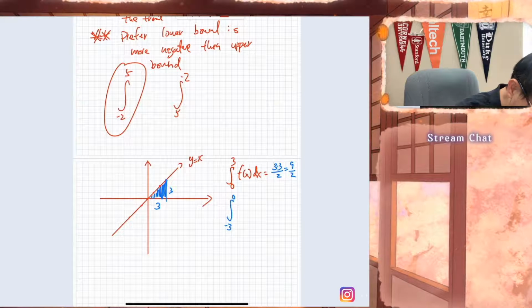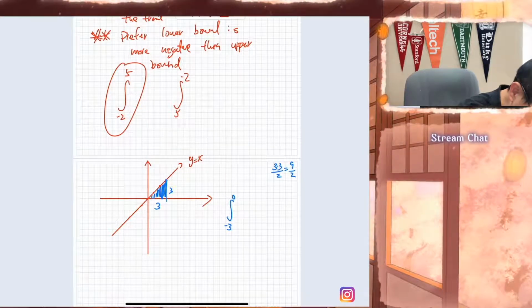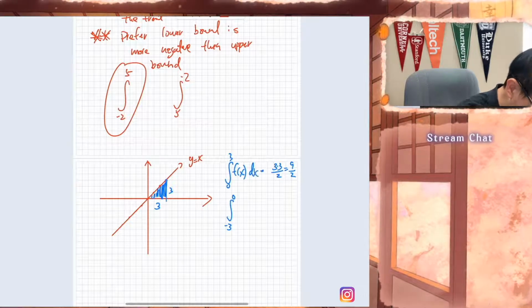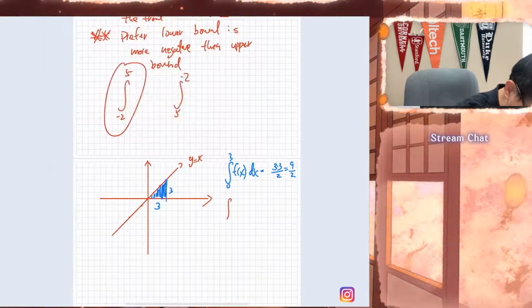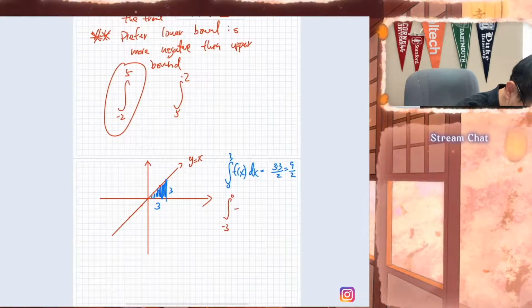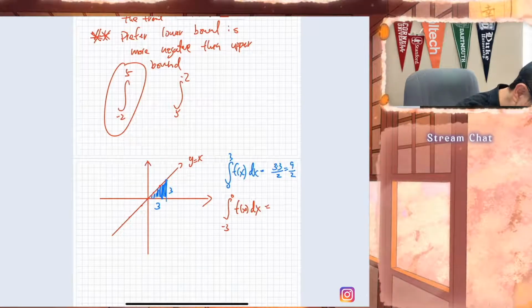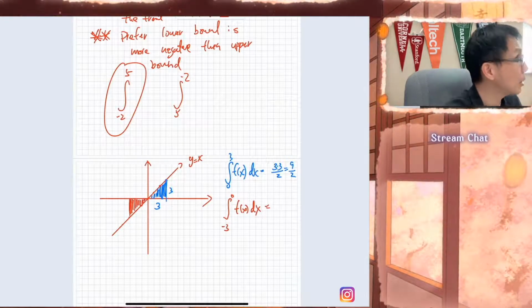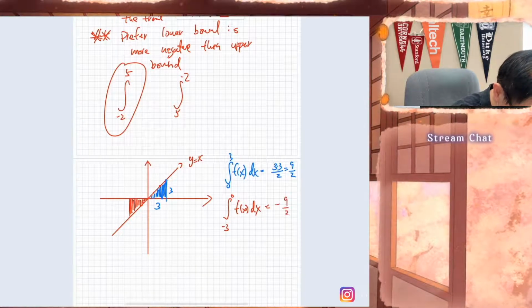Let me erase this and color code it to make more sense. This is blue. So the integration between 0 to 3 of f of x dx is equal to 9/2. Now let me color code the other side. Well, what if I have -3 to 0? It's this area right here we are interested in. But since it is below the x-axis, that also means this is -9/2. Does that make sense?